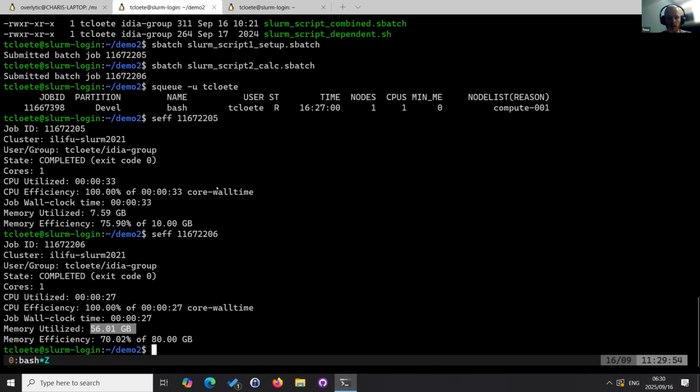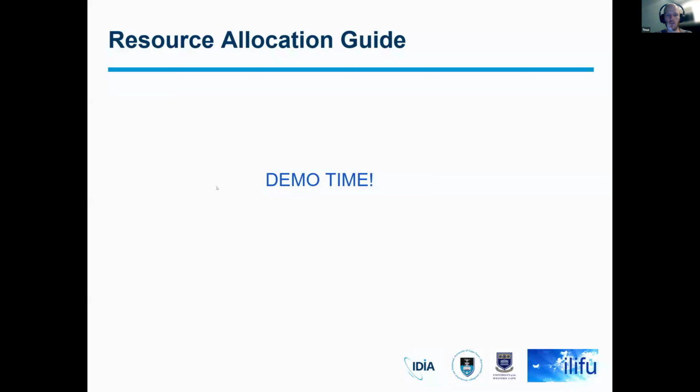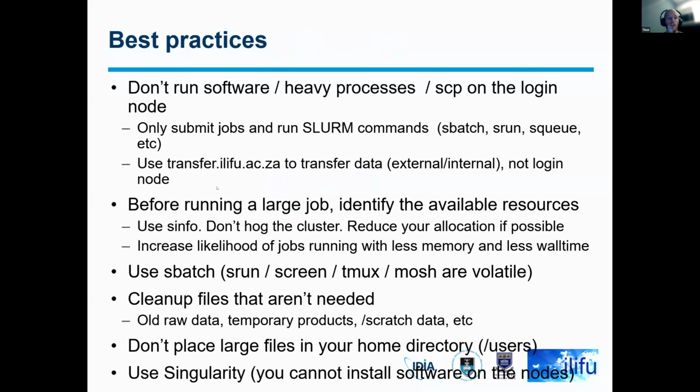Okay, so I think that completes the demo. Let me just iterate some best practices. I think Dane already mentioned most of those. But the main thing is just try to not run software on the Slurm login node, and try to use the transfer node for transferring jobs.